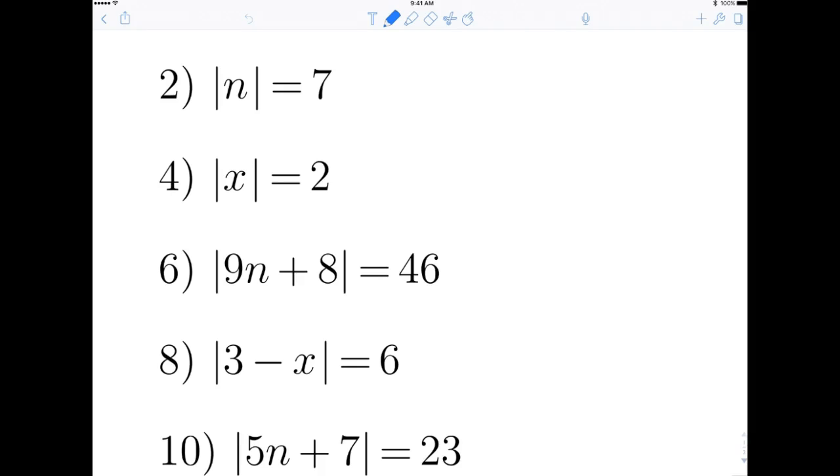I'm asking you a question. What number, when I take the absolute value of it, is 7? So far, she said -7. Anybody else? -7. Yeah, very good. That is 100% correct. There are two answers.